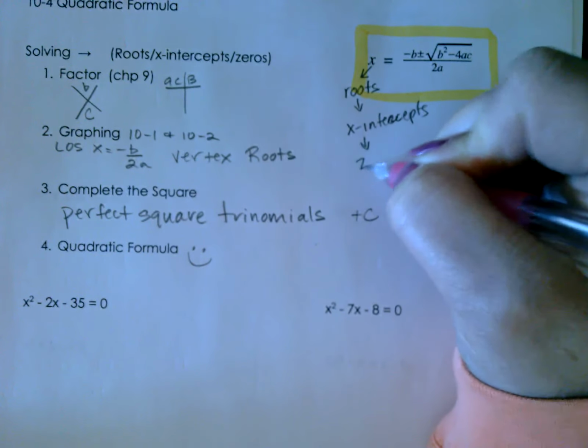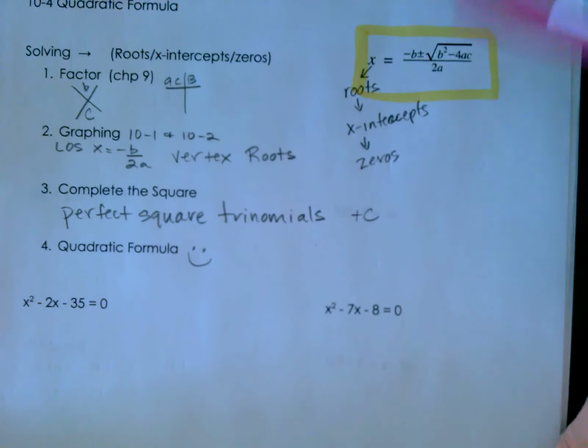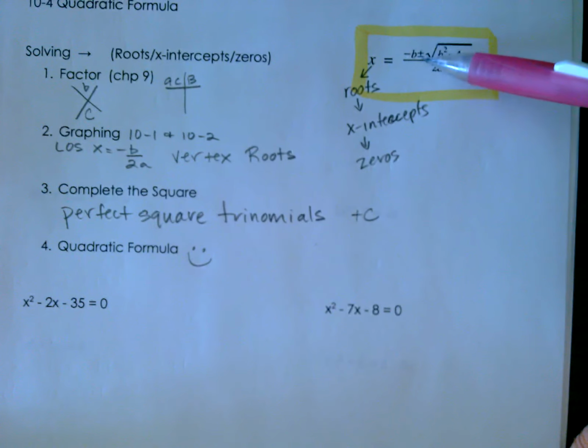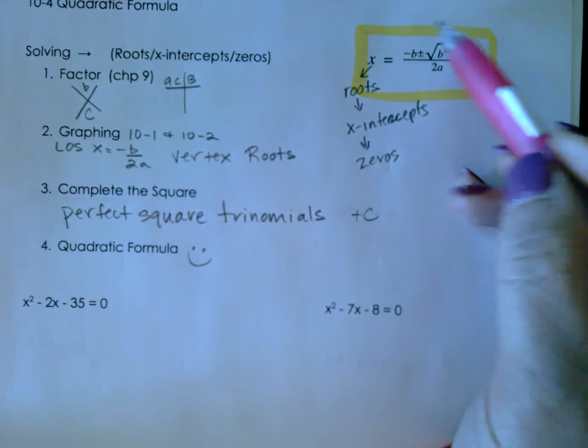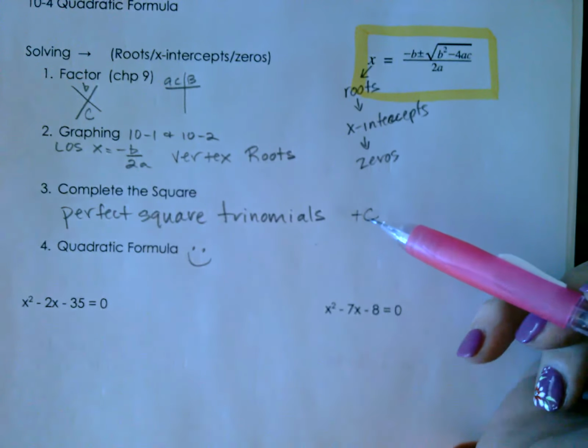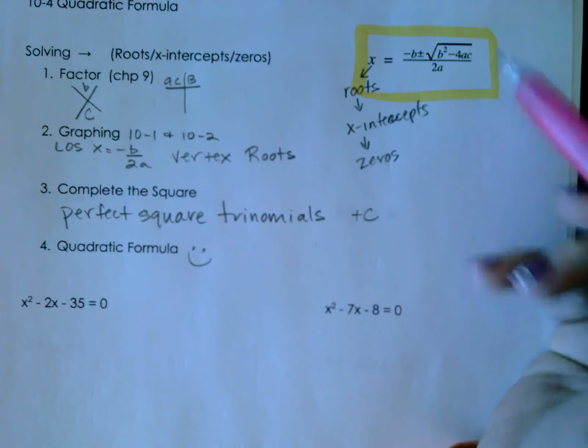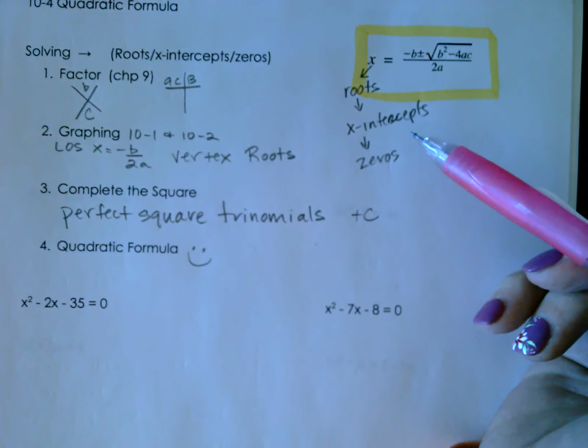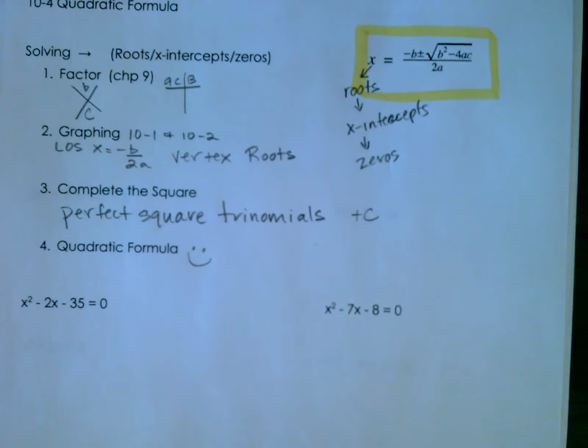or the zeros. It is the opposite of b plus or minus the square root of b squared minus 4ac, all divided by 2a. That is a huge equation. It is one you're going to have to memorize. But again, our calculators can't do it all at once, so we're going to group it together.